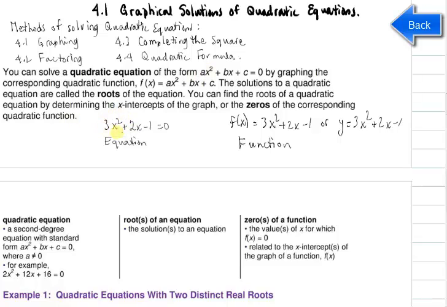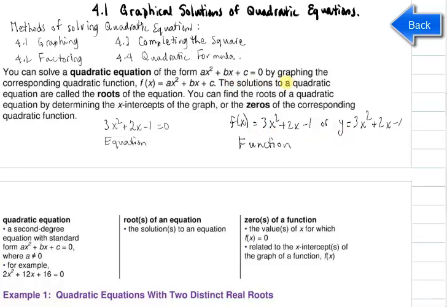I have an example here, 3x squared plus 2x minus 1 equals 0. This is our equation. This is what you're going to be asked to solve. They'll say, solve the following equation. And as you can see from this one, you'd be solving for x. If you are asked to solve the equation by graphing, then you need to write its corresponding function. So in this case, f of x equals 3x squared plus 2x minus 1. Or if you like, you can write y equals 3x squared plus 2x minus 1. And this is your function.